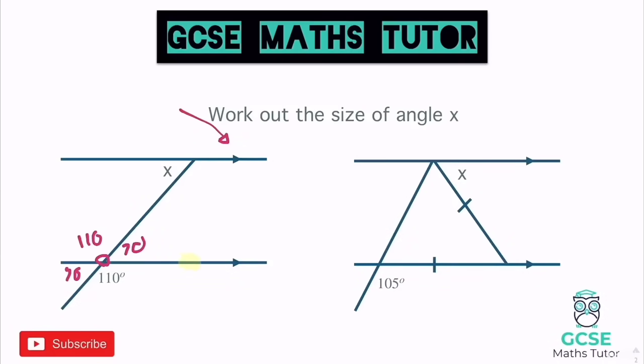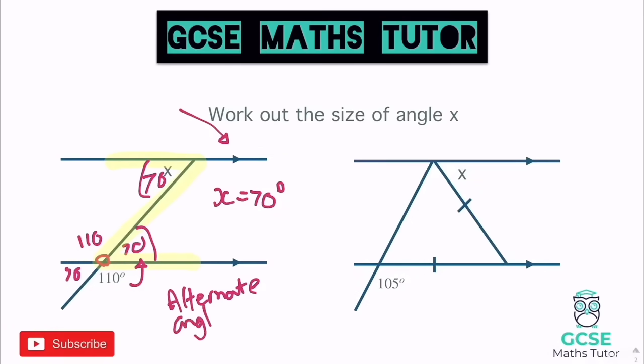I'm going to have a look at finding this Z shape here, which is an alternate angle, and alternate angles are equal. So this 70 here is the same as this 70 here. So X would equal 70 degrees in this one. And we've normally been asked to give our reasons there. So my reason may have been angles on a straight line equal 180, and that's how I got the 70. And then I would have said alternate angles are equal, and that's really important the way you say that. So alternate angles are equal.